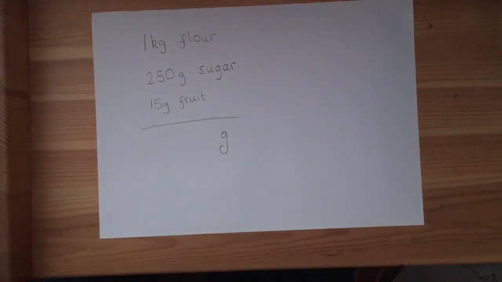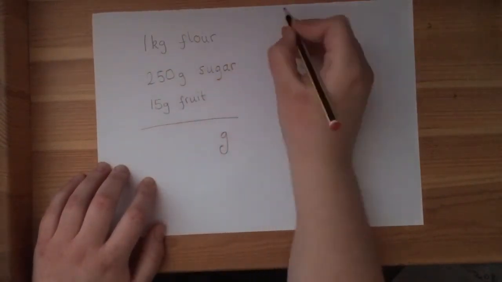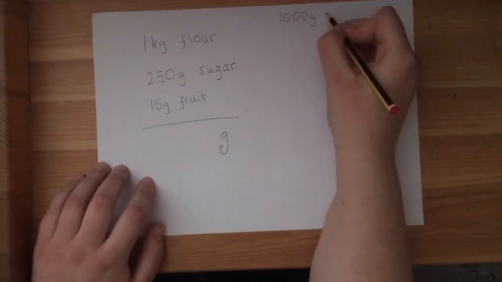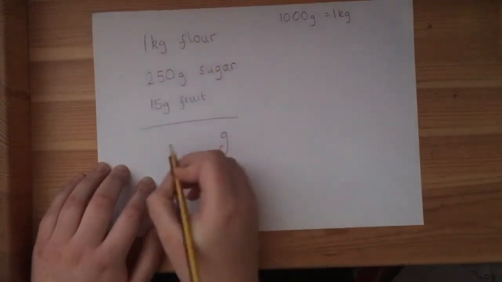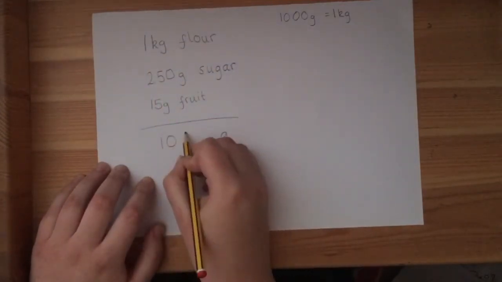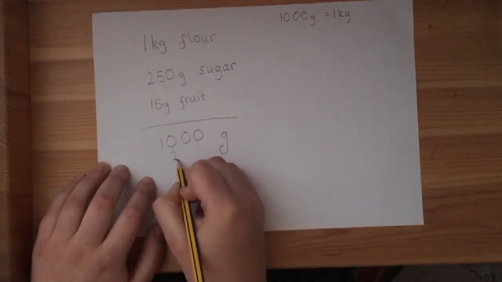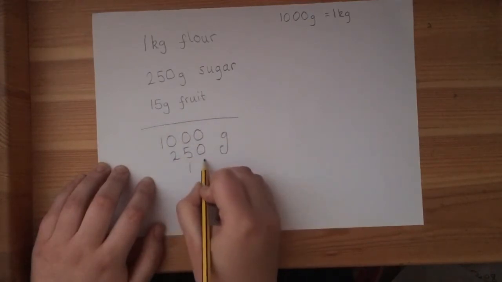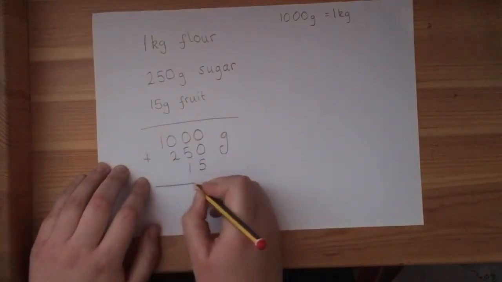Okay, let's have a look together. So 1 kilogram, I know that there are 1,000 grams in every kilogram. So I know that I have 1,000 grams of flour. It says here that I have 250 grams of sugar and then 15 grams of fruit. So I'm just going to add these together now.